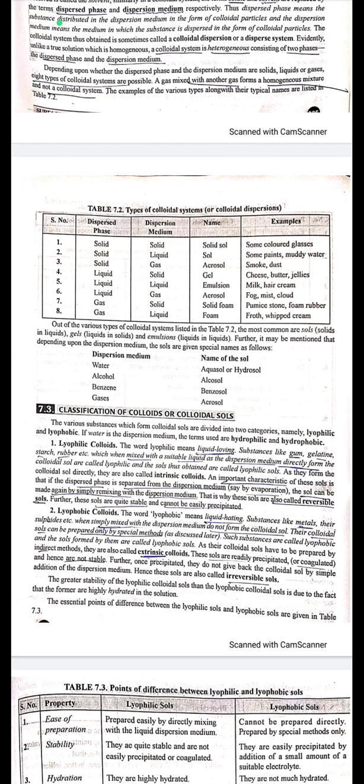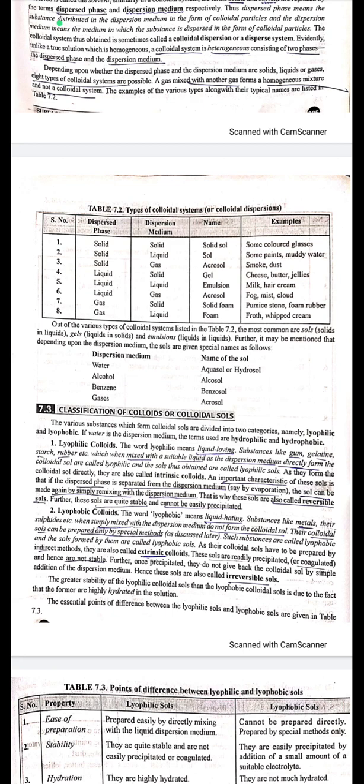Dispersion phase, dispersion medium, name and example. Solid in solid, solid state. Example, some colored glasses. Solid in liquid, sol. Some paints, muddy water. Solid in gas, aerosol: smoke, dust. Liquid in solid, gel: cheese, butter, jellies. Liquid in liquid, emulsion: milk, hair cream.